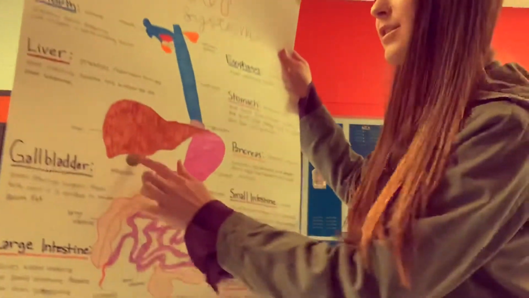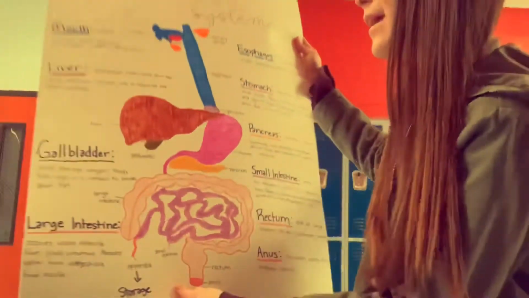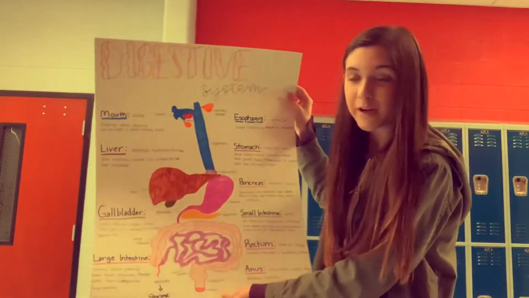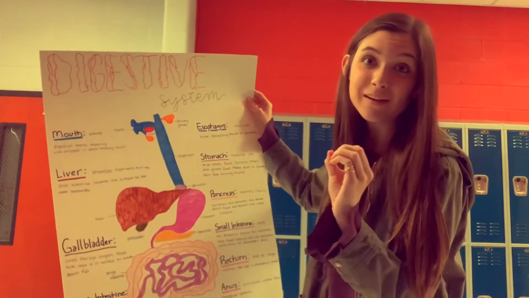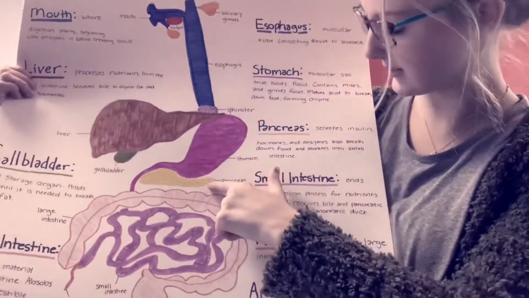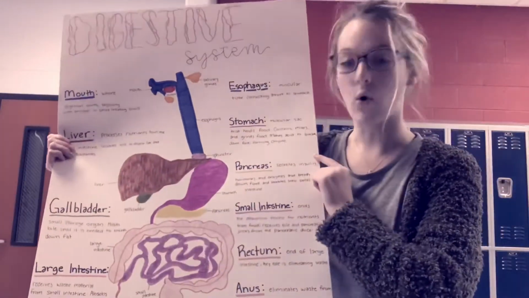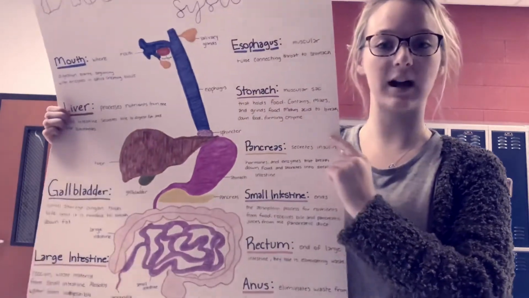Another organ is your gallbladder, which is located right here under the liver. And it is a small storage organ for the bile from your liver, and it is sent out when you need to break down fat. The last organ that we have is the pancreas, which secretes hormones, insulin, and enzymes that will continue the breakdown in the small intestine.